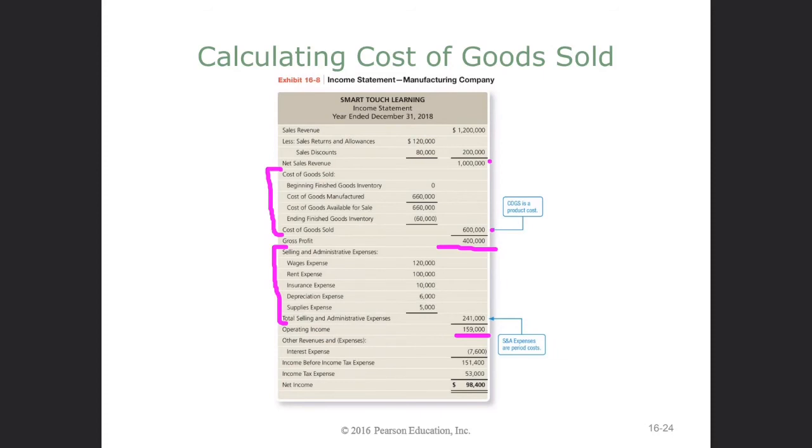And then if we have other revenues or other expenses, then those would be recorded here. And in this case, we do have an interest expense. So we're going to subtract out our interest expense, which is going to give us our earnings before income and taxes. So our earnings before income and taxes is $151,400. And then we're going to subtract out the tax expense of $53,000. And we are left with our net income of $98,400.